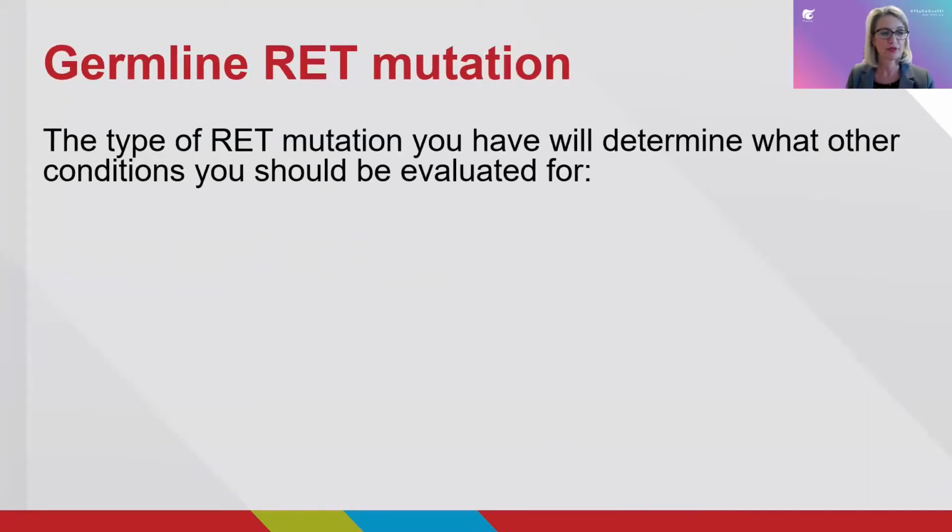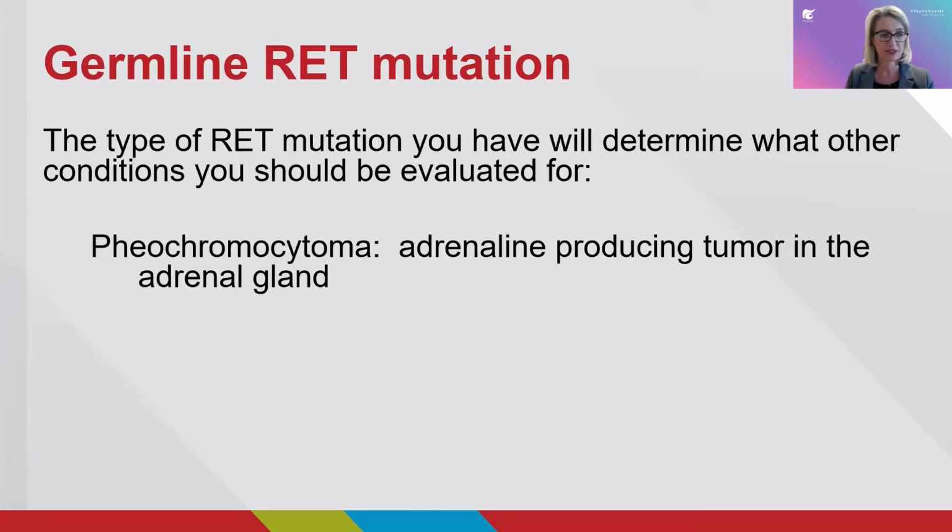Okay, so the germline RET mutation, the reason that we are interested in it is because the type of RET mutation that is associated with medullary thyroid carcinoma determines to some degree what other conditions you should be evaluated for. So as I mentioned, the pheochromocytoma is an adrenaline-producing tumor of the adrenal glands. And so if you produce too much adrenaline hormone, that can be associated with high blood pressure and strokes and heart attacks and things. And so if we can remove those and know about those, that's much safer to take those out just for overall longevity, but certainly for the time of surgery.